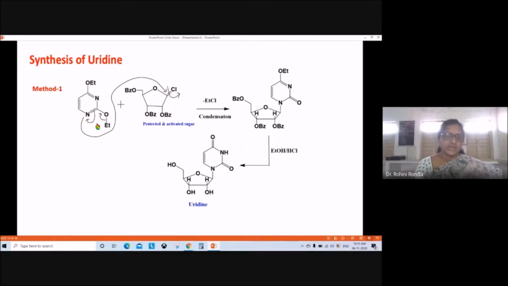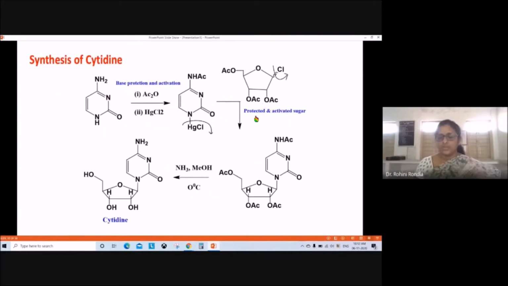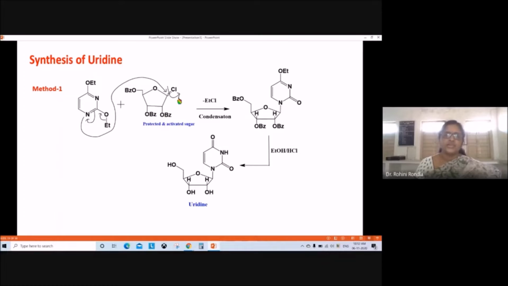So this starting material is taken. So uracil derivative and what is added? Protected and activated sugar. మనకు తెలిసిందే. But here you are seeing benzoyl, not acetyl. This is benzoyl protected sugar. అవునా? Oh, benzoyl. BZ అంటే benzoyl. Yesterday we have seen the acetyl derivative. But in this case, strongly protected activated sugar is required. So we have taken benzoyl protected sugar.